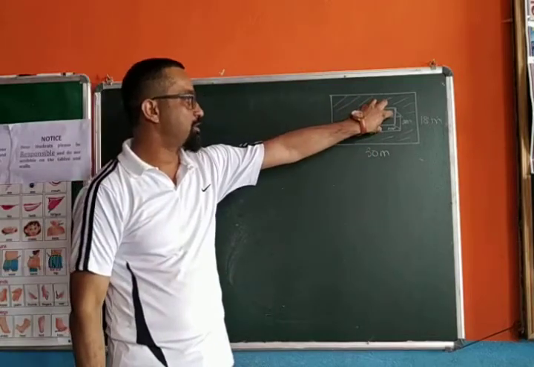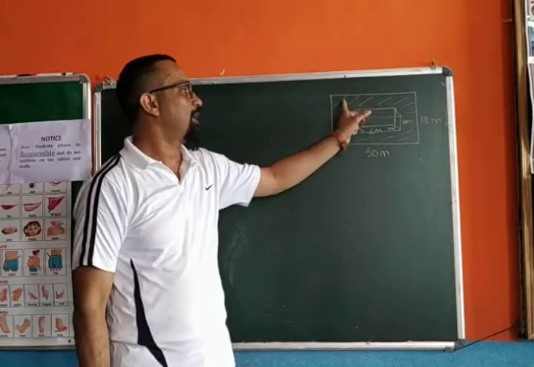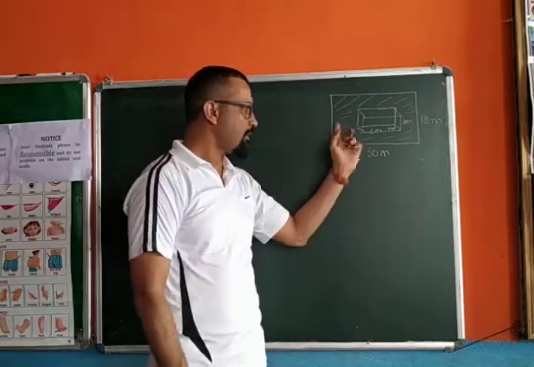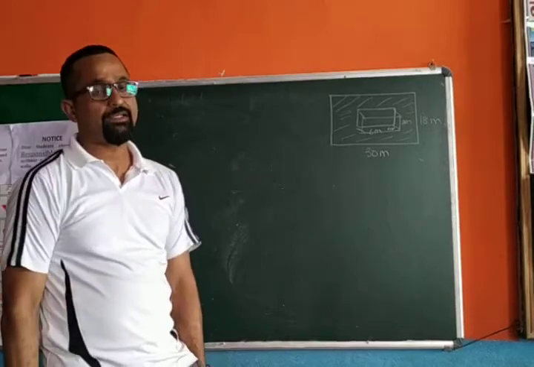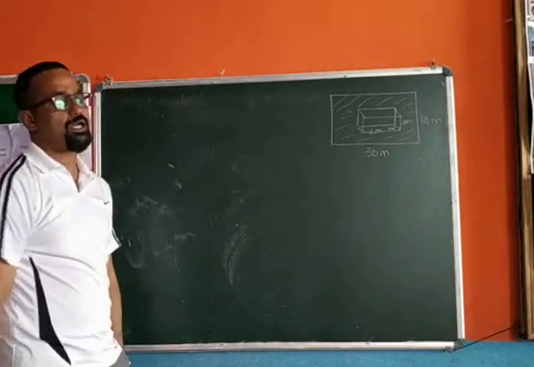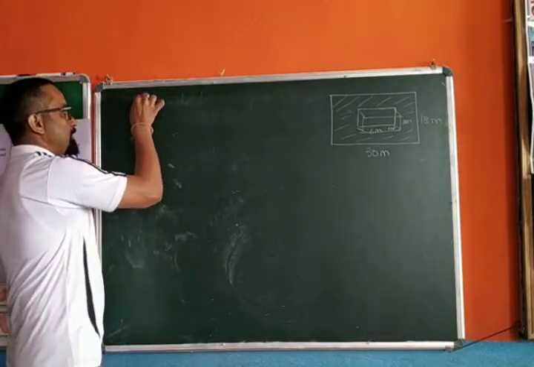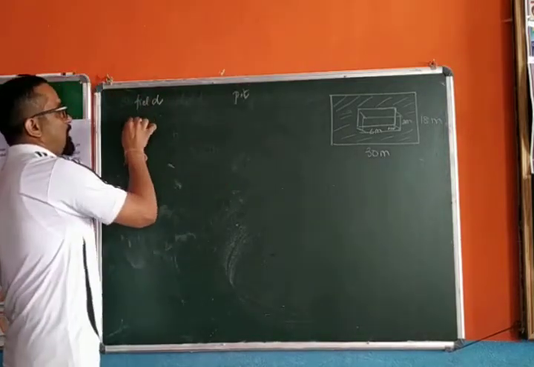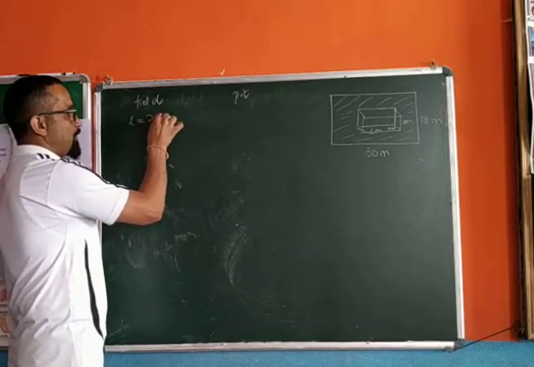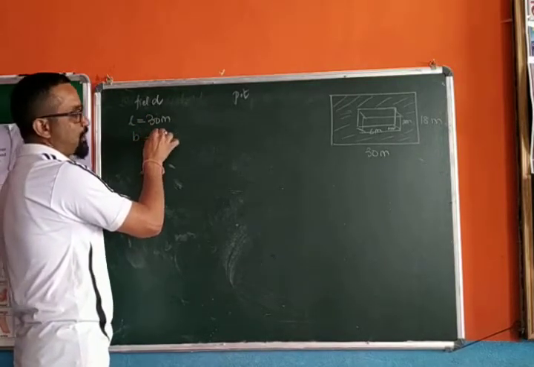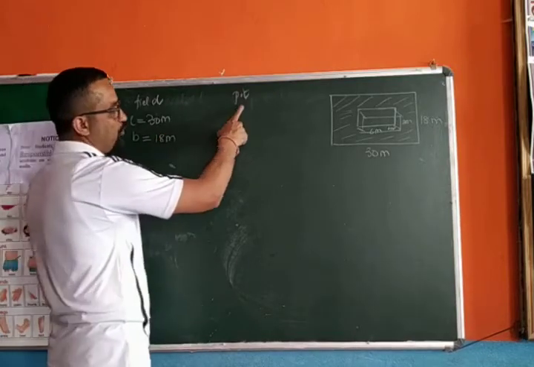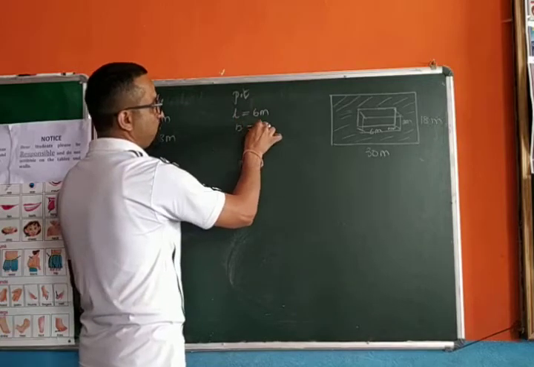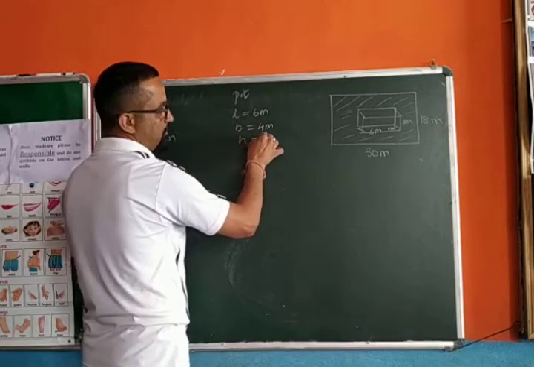So as earth is taken out from the field, it is spread around. Because of that, the height of the remaining portion is rising. So look at this calculation part. First you write field, and on the other side you write pit. Length is given 30 meter, breadth is given 18 meter. For the pit, length is given 6 meter, breadth is given 4 meter, height is given 3 meter.